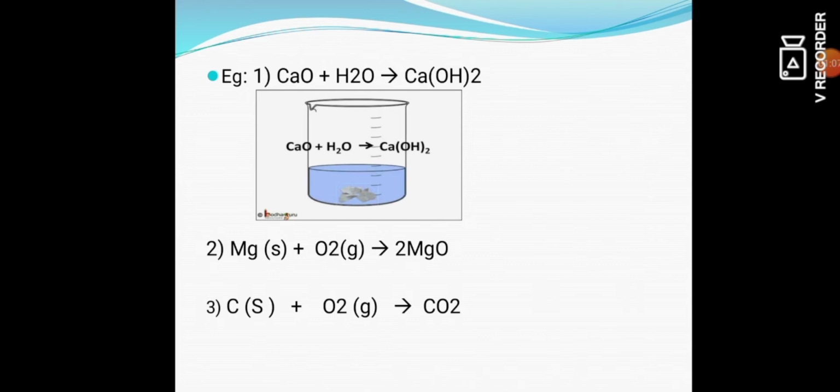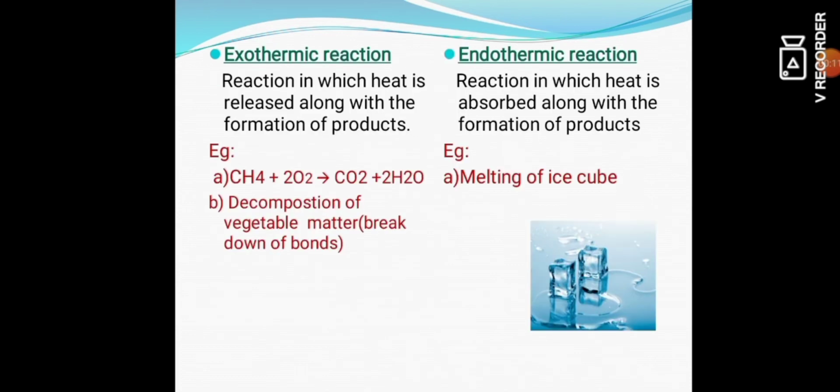When carbon and oxygen gas react together, it forms carbon dioxide gas. These are some of the examples of combination reactions. Now we are going to study about exothermic reaction and endothermic reaction.